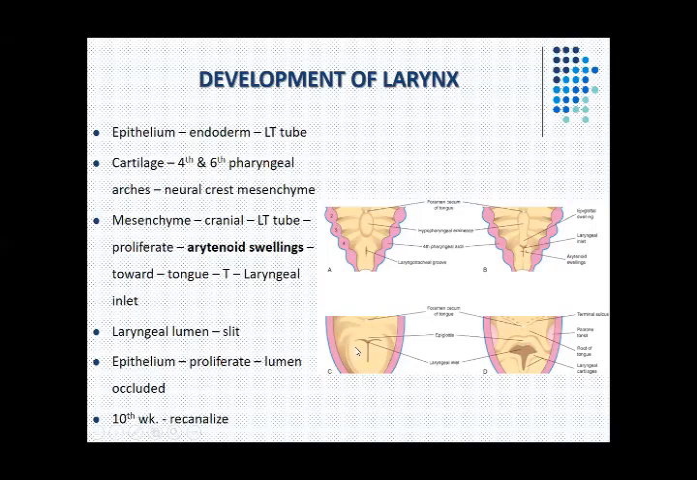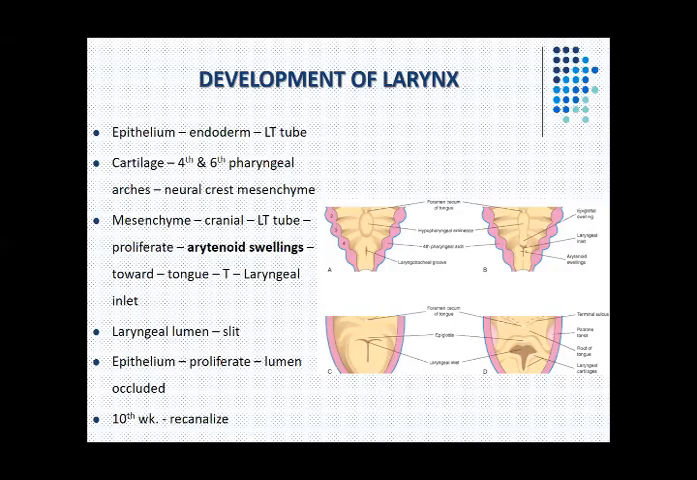At the same time, the epithelium on the inside of the laryngotracheal tube proliferates rapidly. As a result of this rapid proliferation of epithelium, the lumen of this tube is occluded. So the lumen was filled by the proliferation of epithelium.